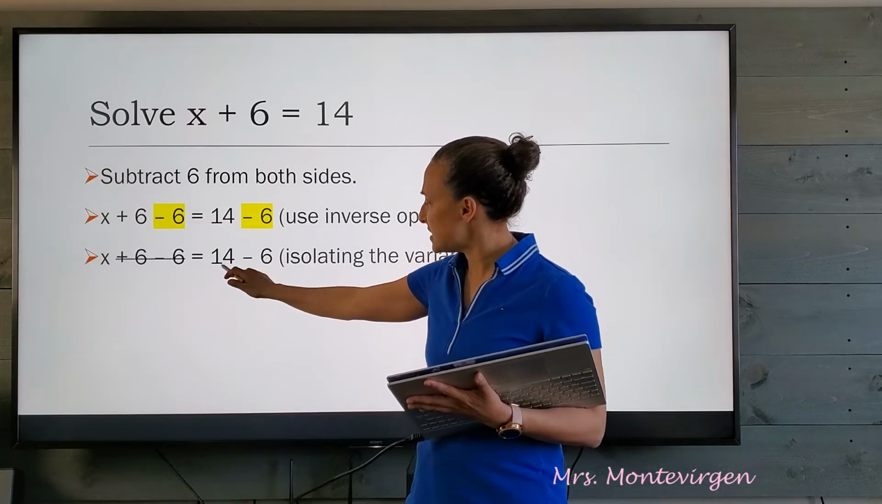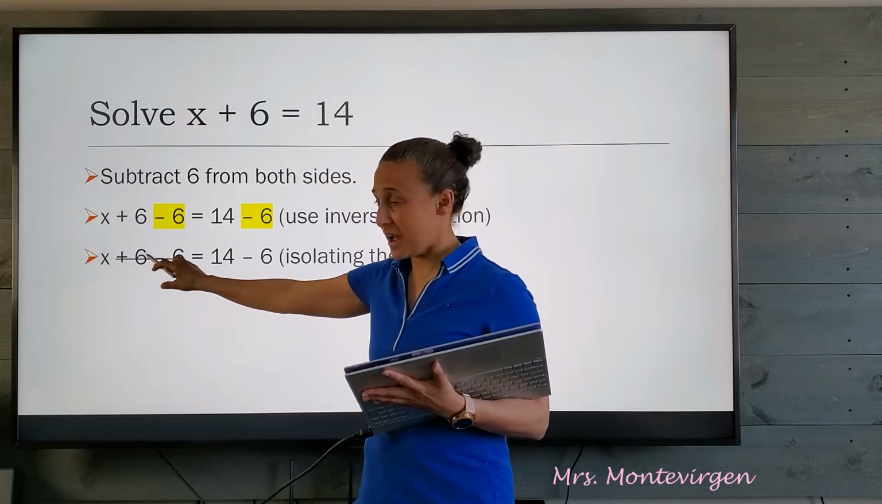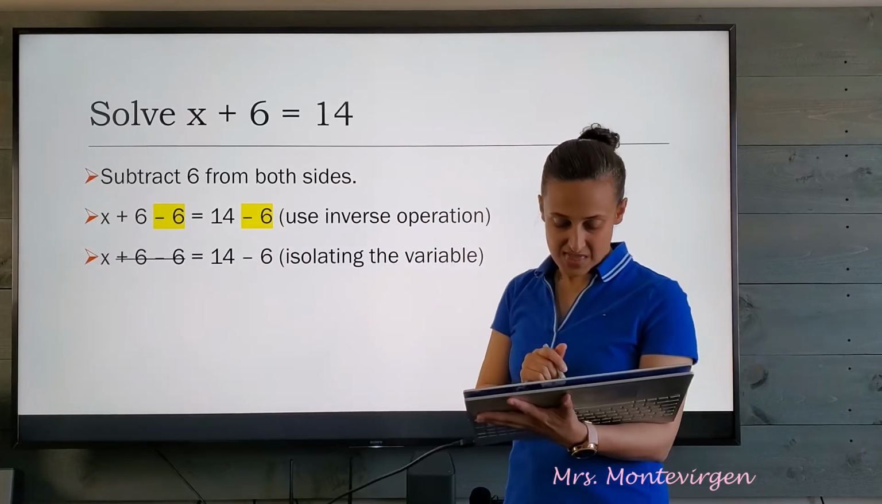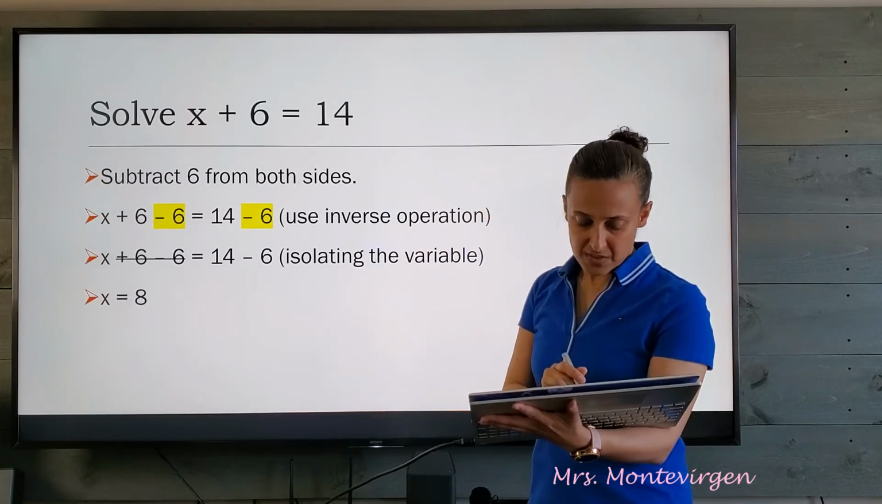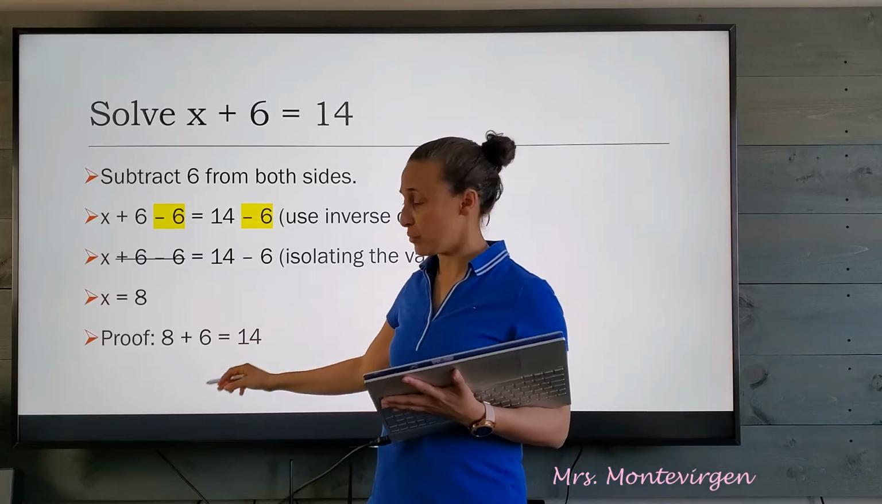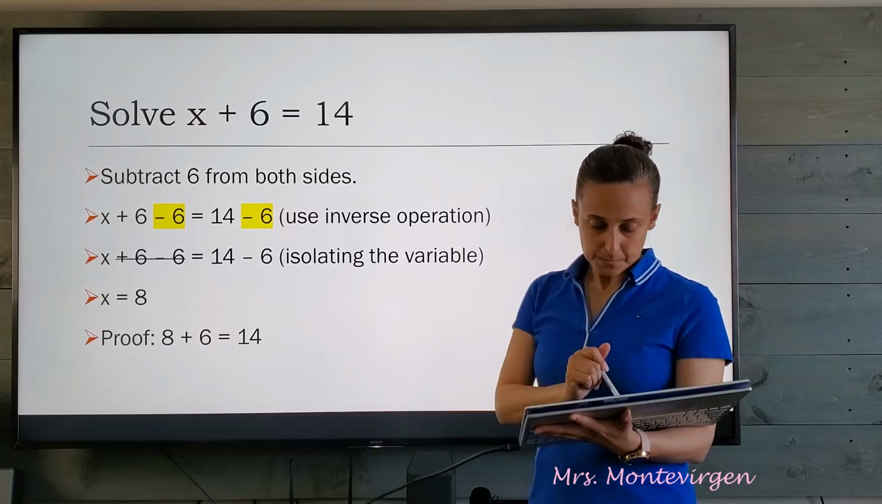But this is where my attention is going to be focused. In order to calculate for x, I have to take my 14 and minus 6, and then I have an answer of 8, and that's what I want. Now, this last statement is also very important because I'm proving that my answer is right. So 8 plus 6 is indeed 14.